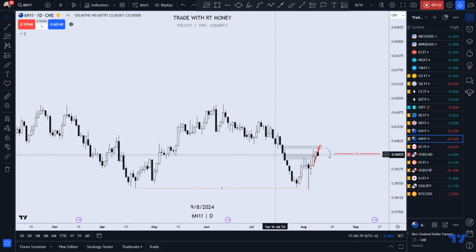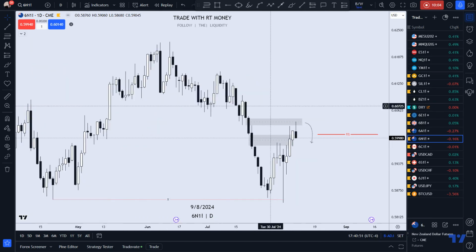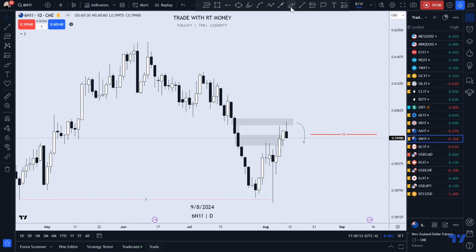In this trading range, price is making its way from discount into premium prices. I'm looking for price to revisit down in these discount prices. Can I get to it? There it is. All right.